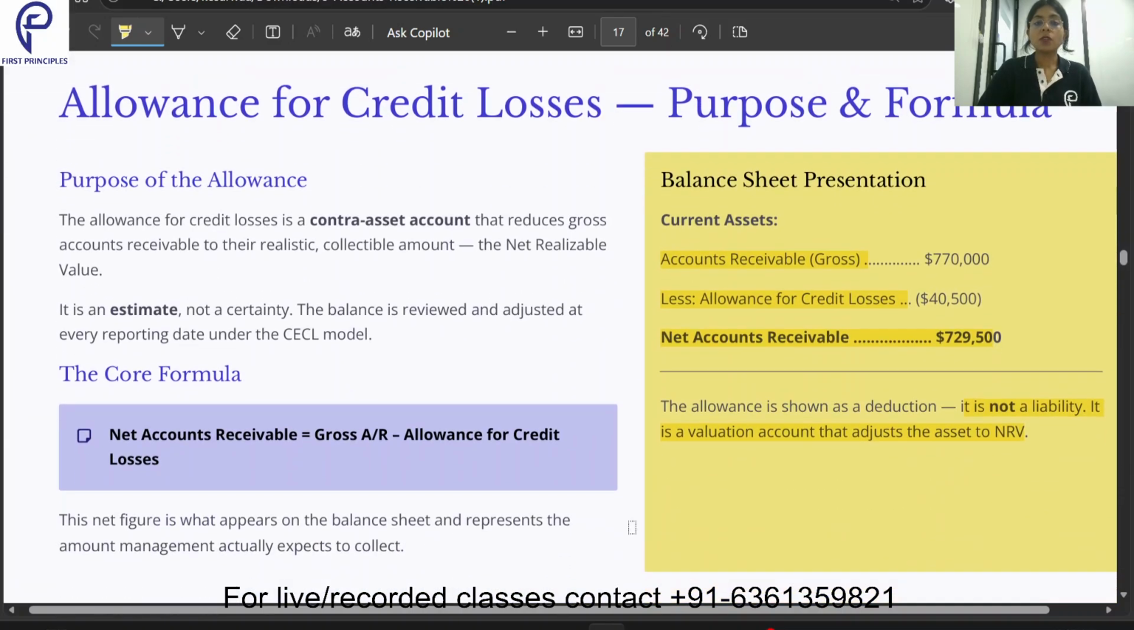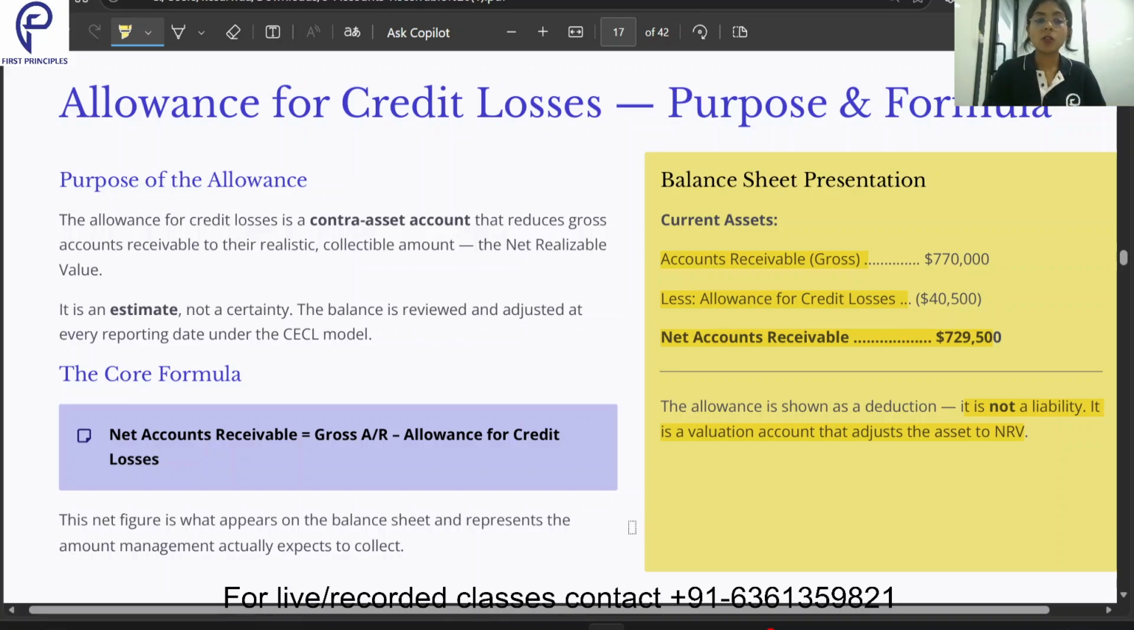Now, allowance for credit loss, what is the particular journal entry? First of all, the purpose of this allowance account is to create a contra asset account that reduces my gross receivable value to its realistic collectible amount, that is the net realizable value. How much amount are we actually going to receive, that we should record on our balance sheet. So how will we arrive at that figure? By reducing the contra asset account, the allowance for credit loss.